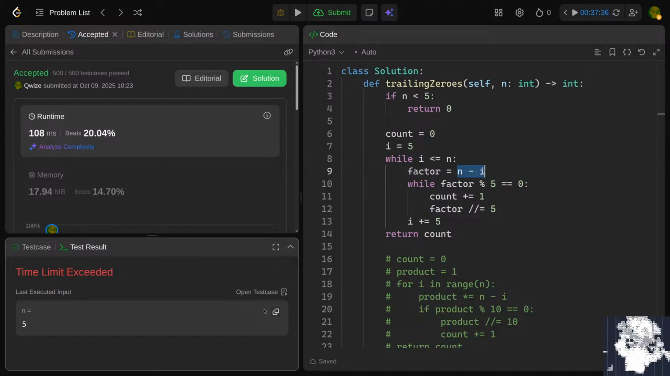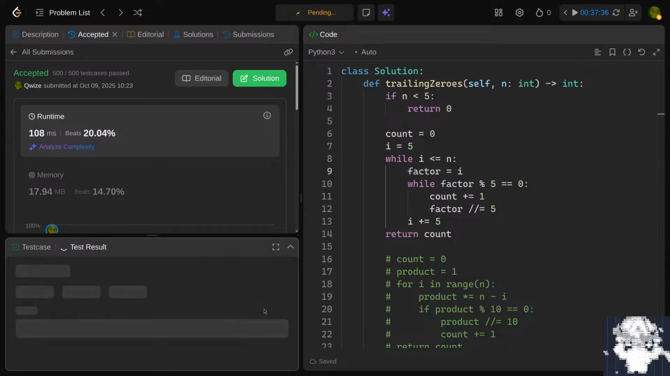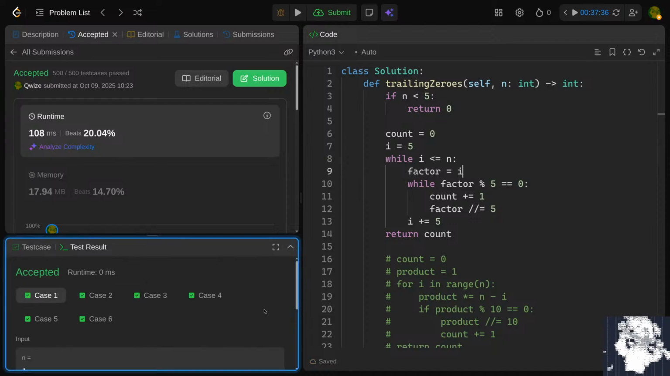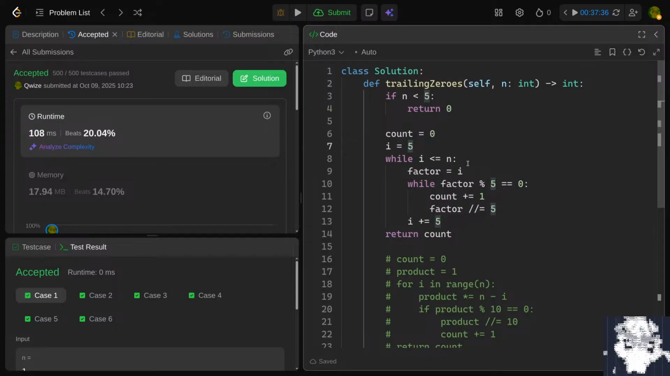Also, factor can just be I, right? Because we're just starting at... Oh, okay. Maybe it's because of the edge case of how we were iterating backwards. Or the boundary conditions were different than what I thought they were, because I'm iterating backwards instead of forwards.